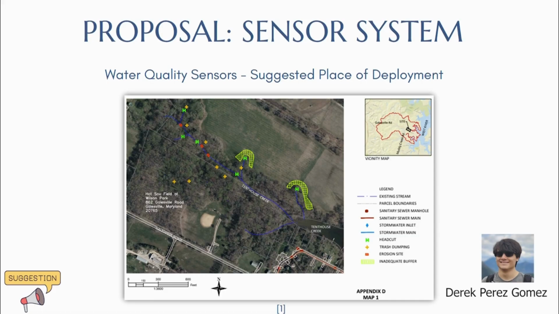Additionally, it provides high frequency sampling, which improves overall data quality. In this particular slide, we show an area of the Galesville watershed where there are untested areas near trash sites, the trash sites being the yellow pluses on the map.